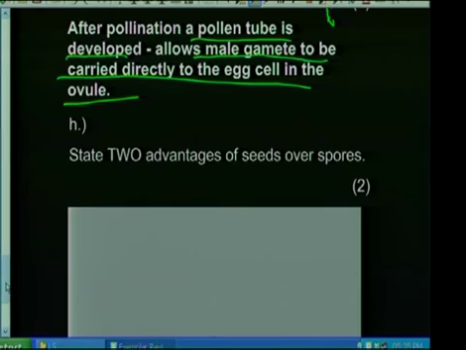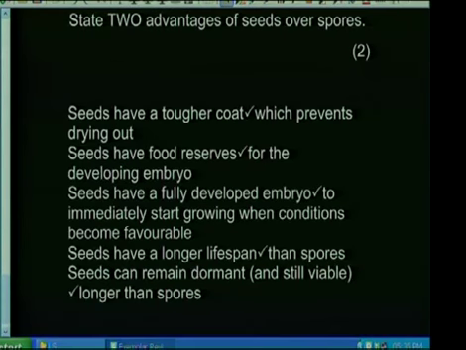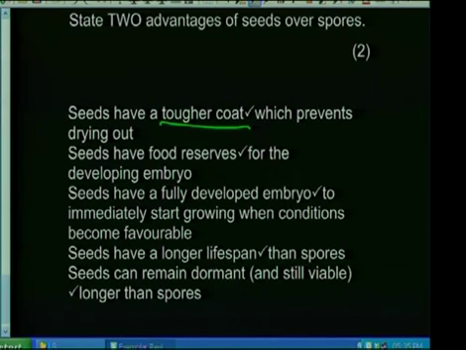State two advantages of seeds over spores. Again, straightforward level 1 question. What are the advantages? First of all, seeds have a tougher coat, and that prevents drying out or desiccation. And the advantages are generally related to the decreasing dependence on water. The advances in plants that we're moving from the lower order to the higher order plants speaks to a decreasing dependence on water and an increasing life on land, terrestrial adaptation.